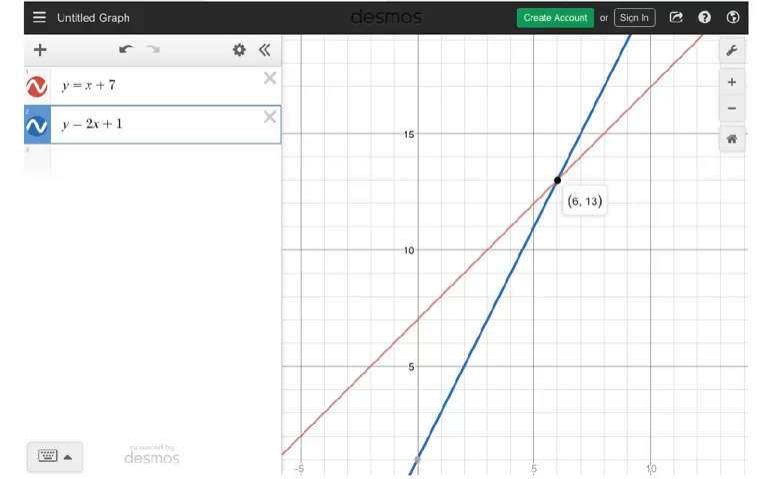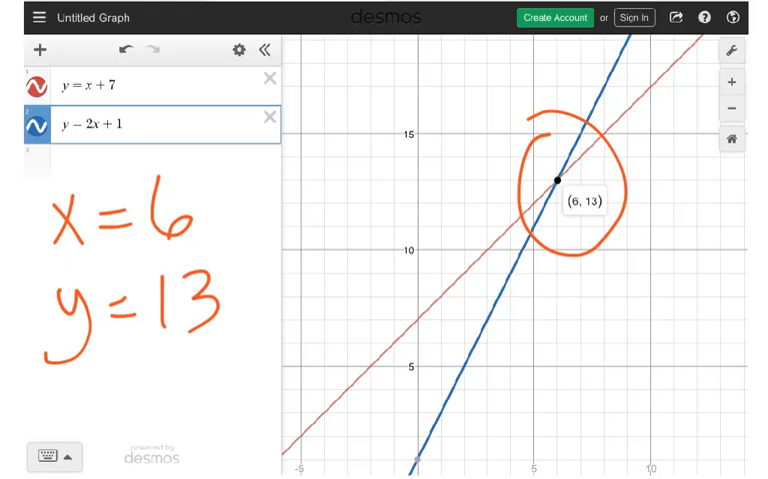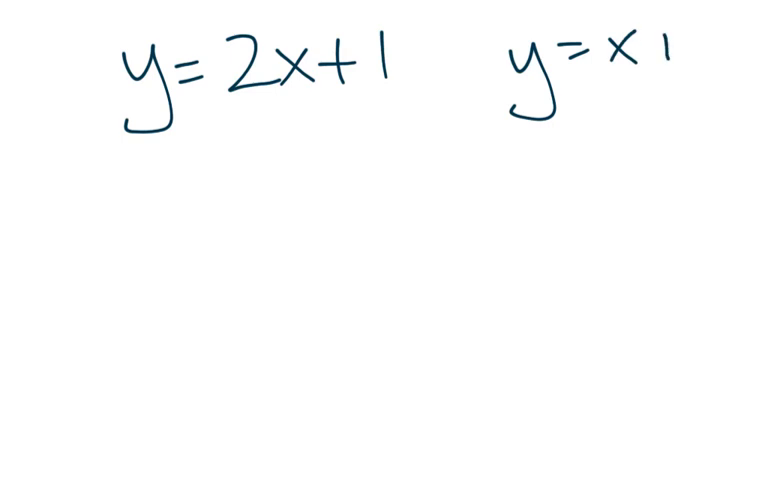So I went out to Desmos and I graphed those two equations, and sure enough, they cross at (6, 13). So my solution is x equals 6 and y equals 13. And that truly is the answer. And to prove it to myself, I'm going to show you how to check yourself. So we said that x is 6 and y is 13.